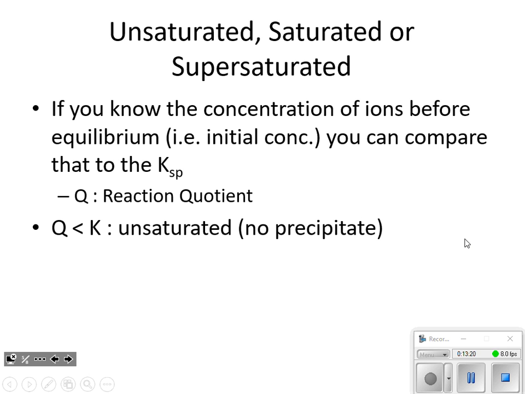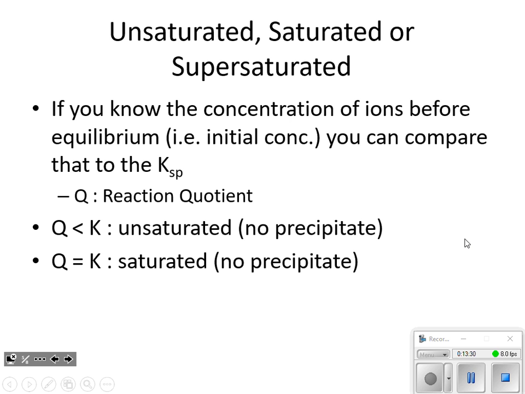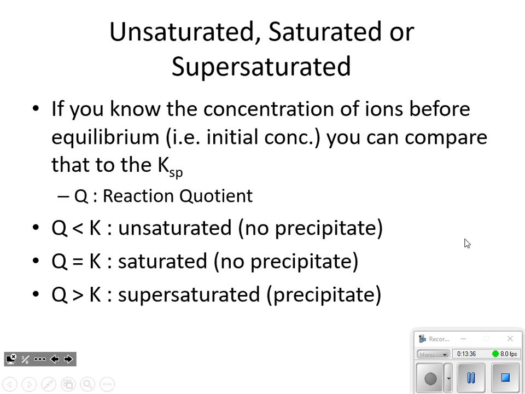if Q is less than K, that means I have fewer ions floating around than I could actually hold. That makes it an unsaturated solution. If Q is equal to K, that means it's a saturated solution. If Q is greater than K, I could have a supersaturated solution. Or in terms of double displacement reactions, at that point, I could create a precipitate.